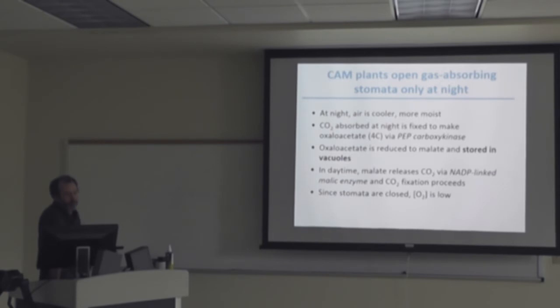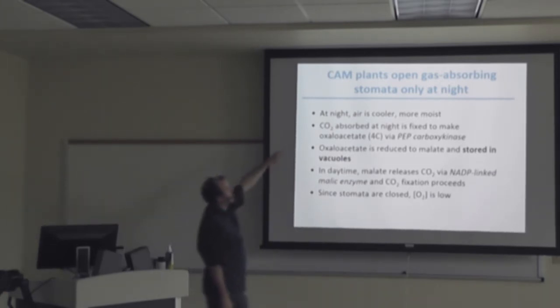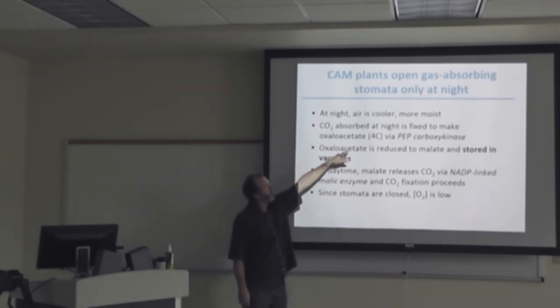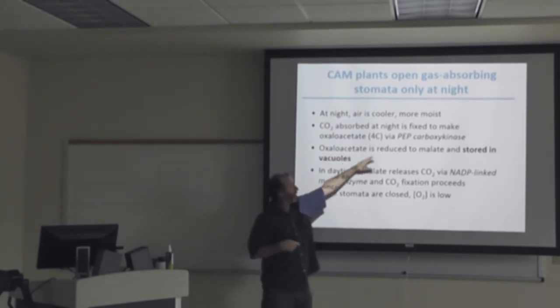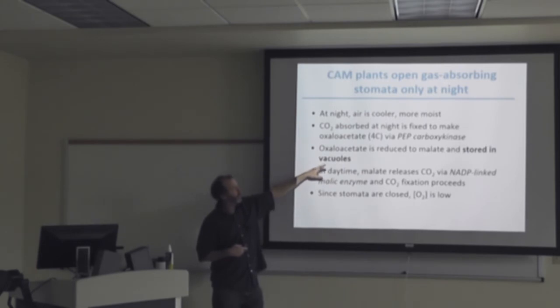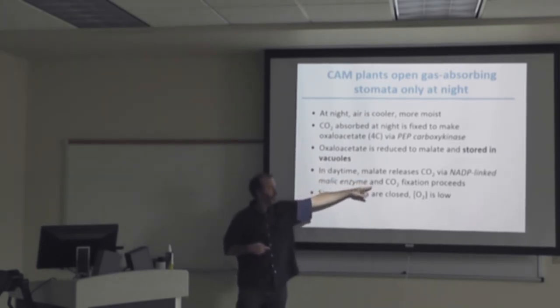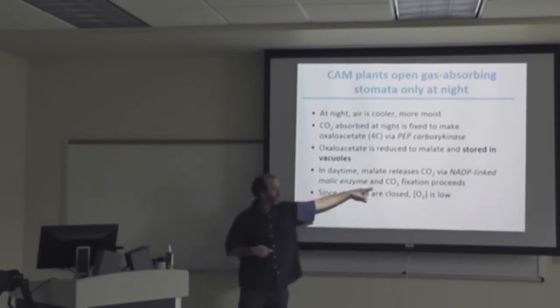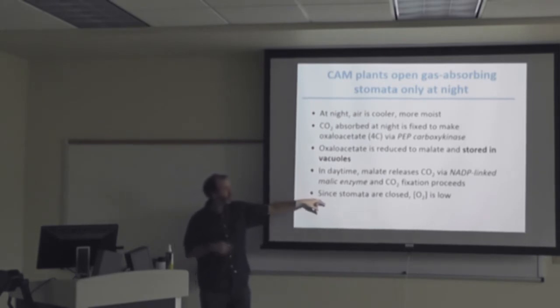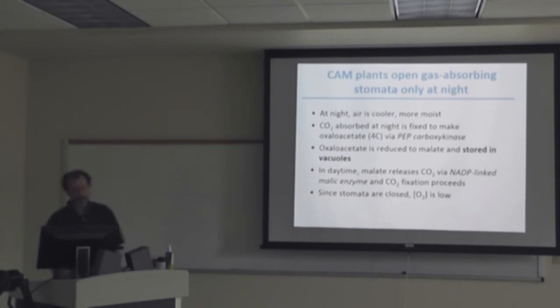CAM plants open gas-absorbing stomata only at night. So at night the air is cooler and more moist. Carbon dioxide absorbed at night is fixed to make oxaloacetate via the PEP carboxylase reaction. Oxaloacetate is reduced to malate and stored in the vacuoles then. So in the daytime, the malate releases carbon dioxide via that NADP-linked malic enzyme, and carbon dioxide fixation proceeds. Since the stomata are closed, oxygen is low then.